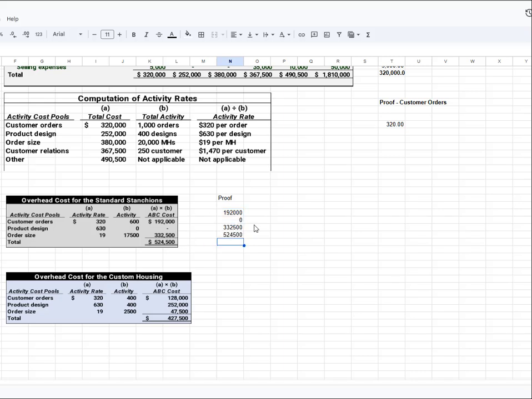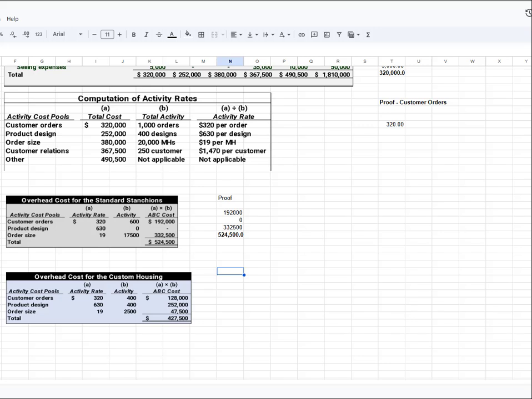You get 524,000. So that equals fabulous. Our proof is there. And then they do the same thing for the custom housing. So if you follow along with this, I suggest that you prove this according to the computation, activity rates and the input drivers here.